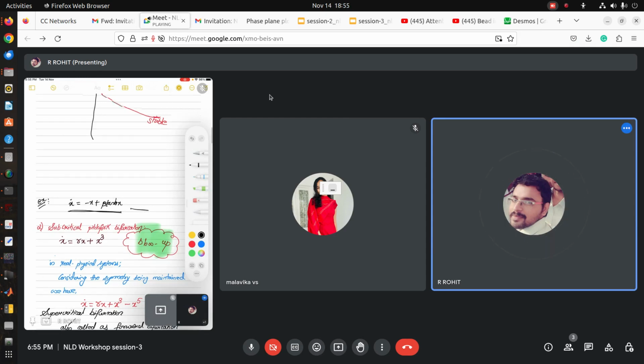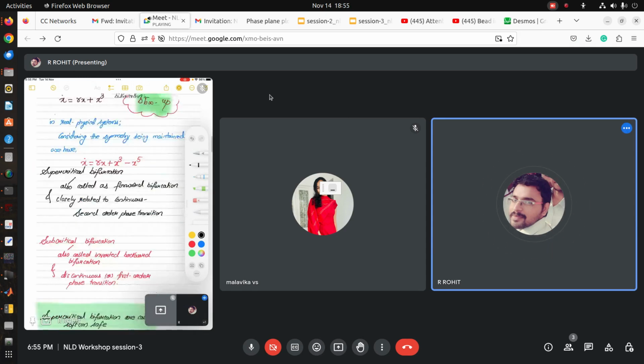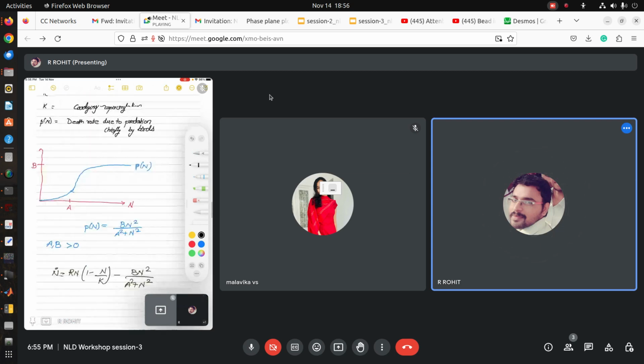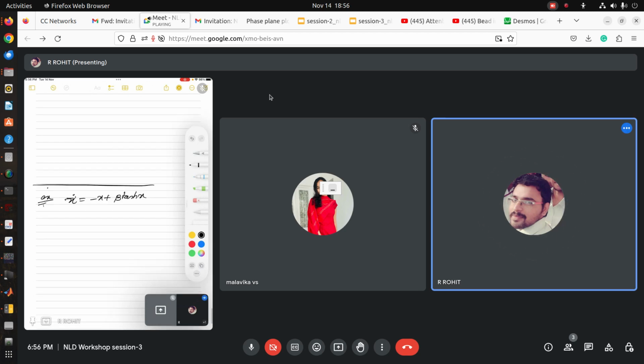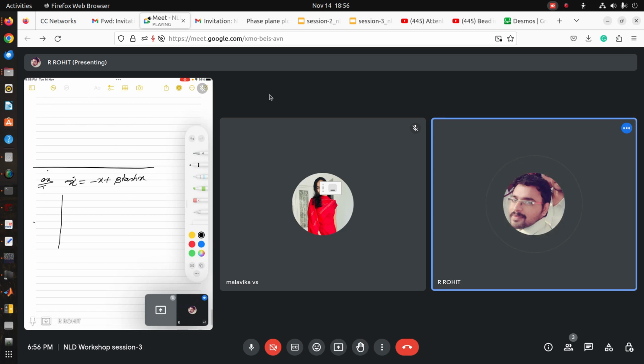So for the example of x dot equal to minus x plus beta tanh of x, I will just write it down here. Now we divided this into two different equations, that was y equal to x and y equal to beta tanh of x. You can take minus x also, it will give you the same results, no change.